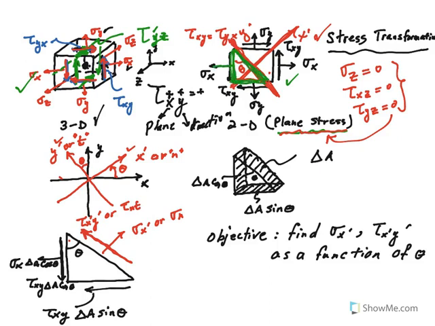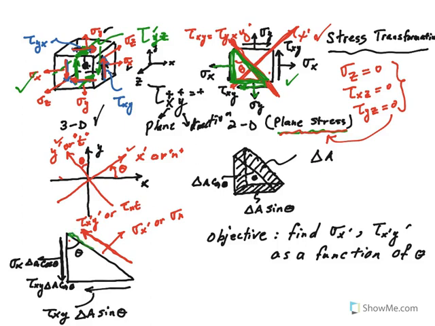We have a sigma x here, we have a tau xy here, we have a sigma y, we have a tau xy there, but they are stresses. They are not forces. We have to change them to forces. How could we change them to forces? We have to multiply them by the area over which they are acting.